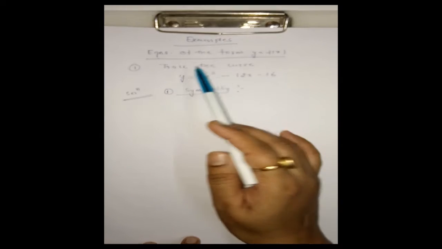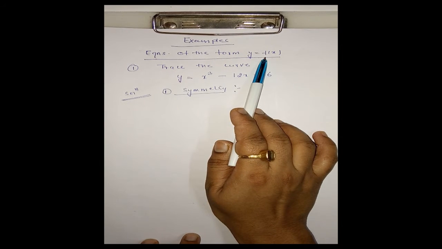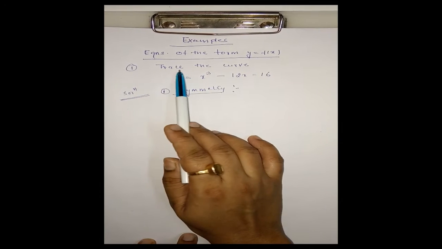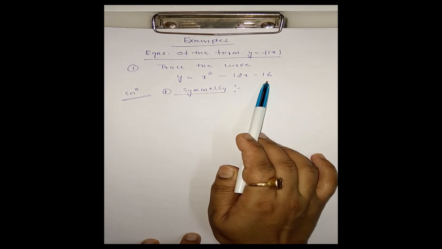Now let us consider examples. First, consider examples when equations are of the form y is equal to f(x). First is: trace the curve y is equal to x cube minus 12x minus 16.